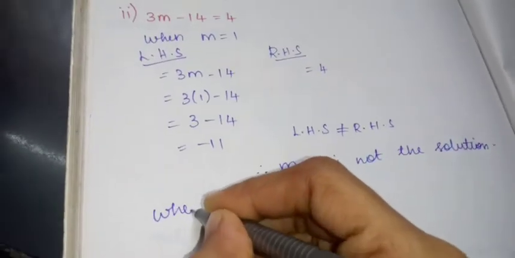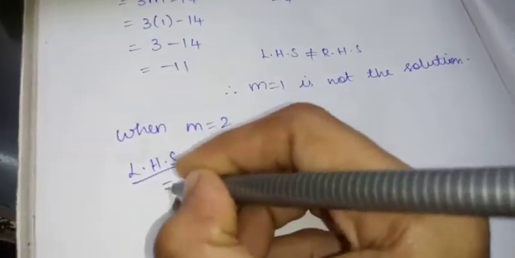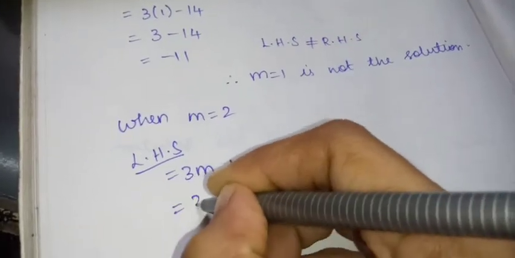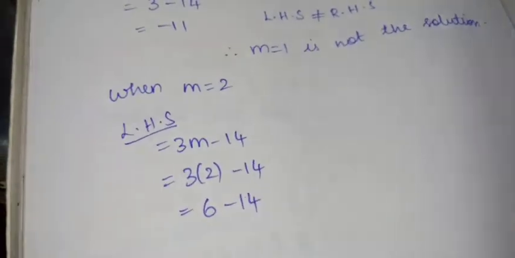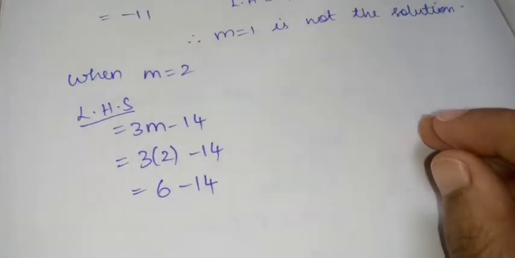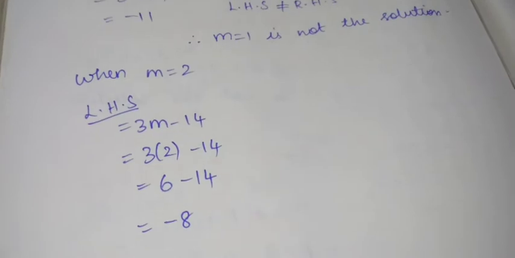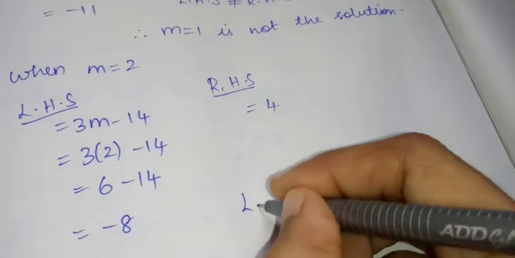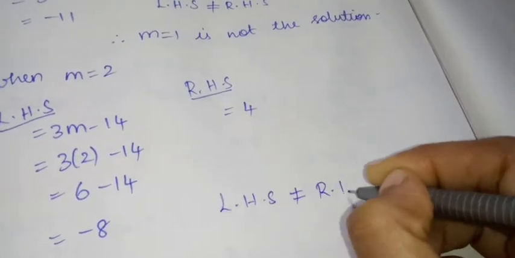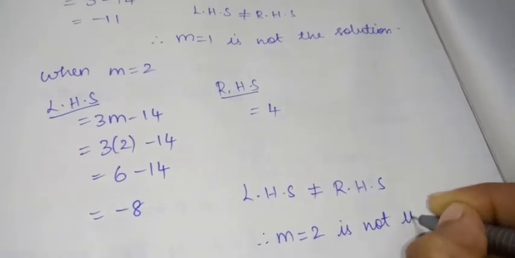Next, when m is equal to 2, what is your LHS? 3m minus 14. 3 into 2 minus 14. 3 2s are 6 minus 14. 6 minus 14 is what, children? Minus 8. RHS is equal to 4. So LHS is not equal to RHS. Therefore, m is equal to 2 is not the solution.